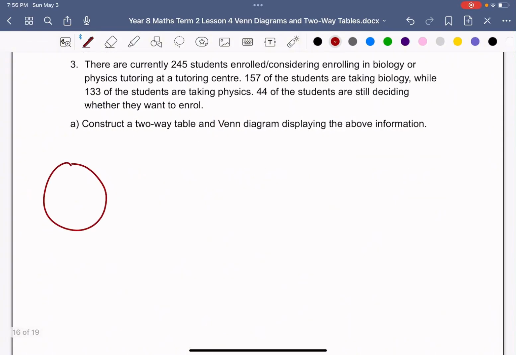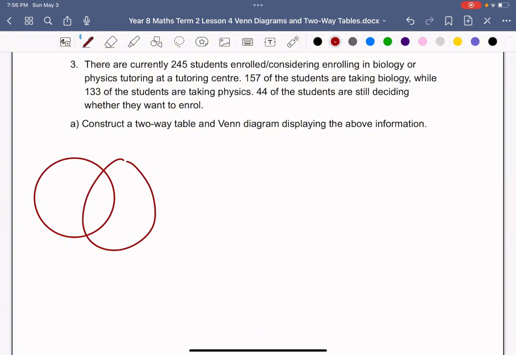For my Venn diagram, I'm going to draw 2 circles. This one can be physics, this can be both, and this can be bio. So, 44 students are still deciding to enroll. I'm going to write 44 outside.